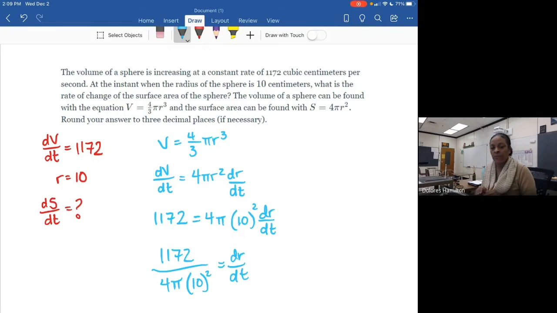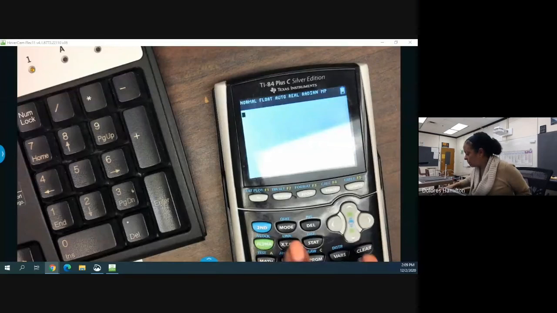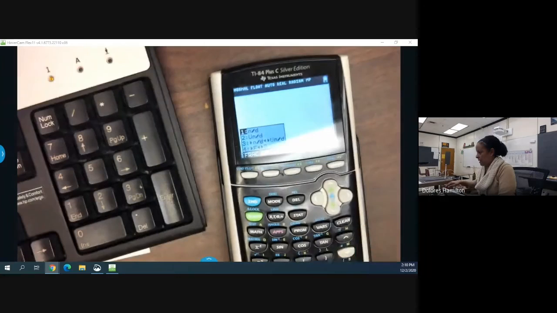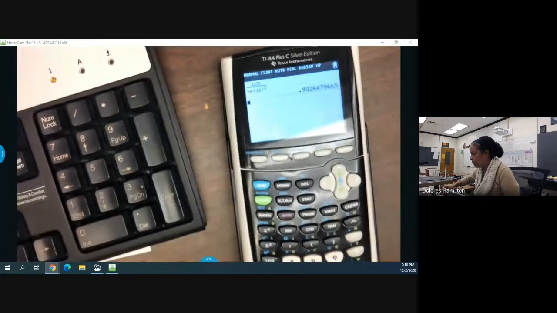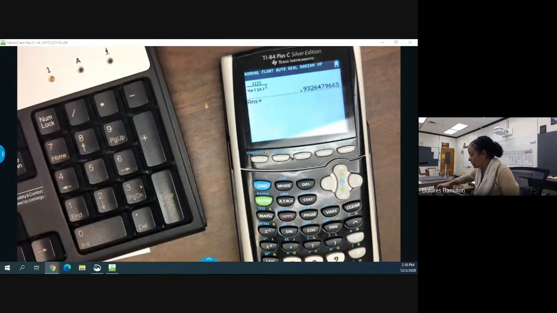And we need to round at the very end, so we're going to use our calculator and we're going to store that value. Everybody remembers we can go to alpha y equals and choose option 1 and then type in what our dr dt is. It's that number. So we hit enter, and remember we've got that store, so I hit store, and then I'll store it into A.